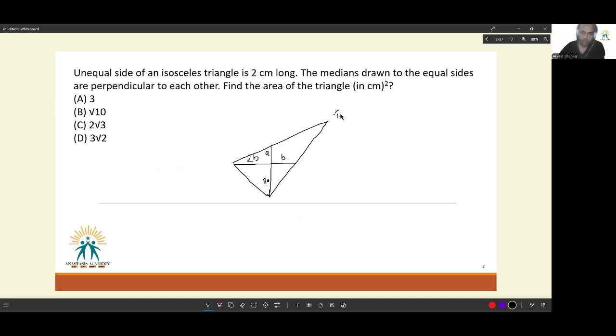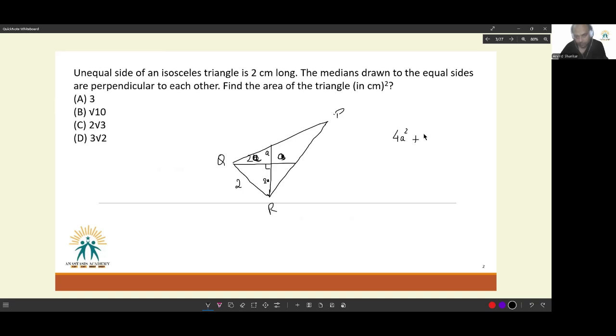Let's call it P, Q, and R. PQ is equal to PR, which would imply the medians dropped on these sides will also be equal in length, which means it is not just a to a, it is also a and 2a here. So this is 90 degrees and the unequal side is 2. So 2a square plus 2a square, sorry, 4a square plus 4a square is equal to 4.